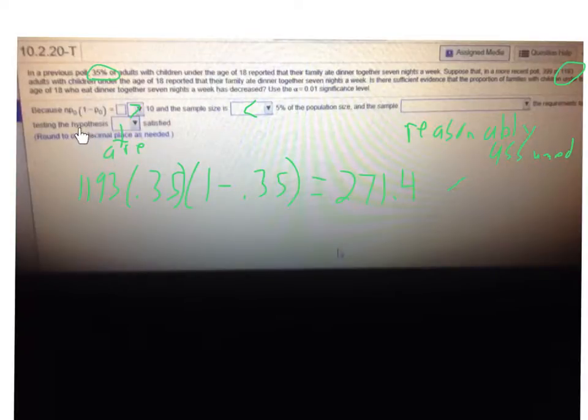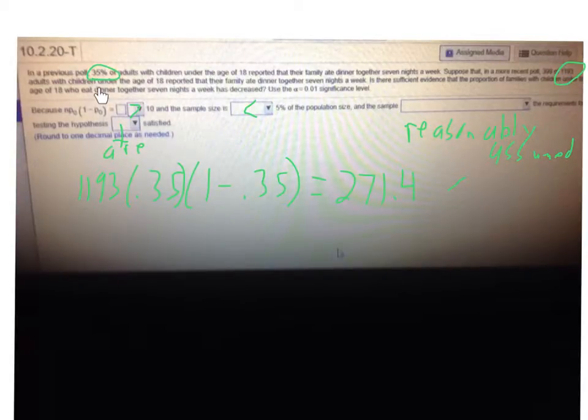We'll see if the requirements are met for hypothesis testing. So the first thing you want to check is n times p sub 0 times 1 minus p sub 0. n is given over here. The sample size is 1,193.